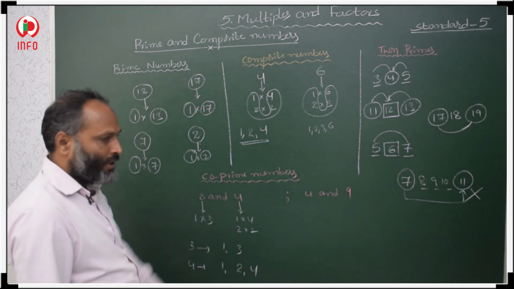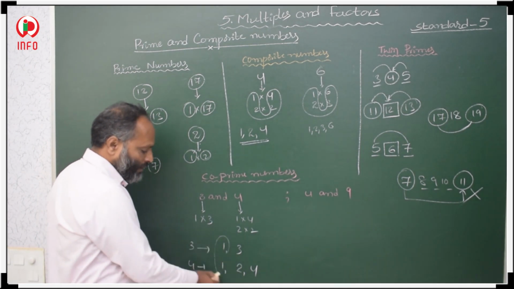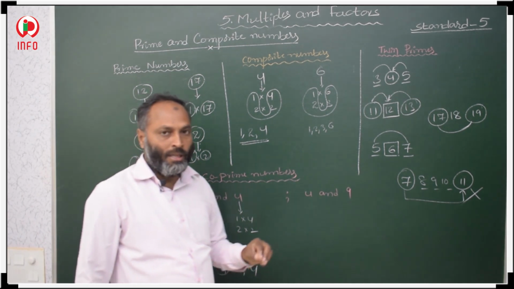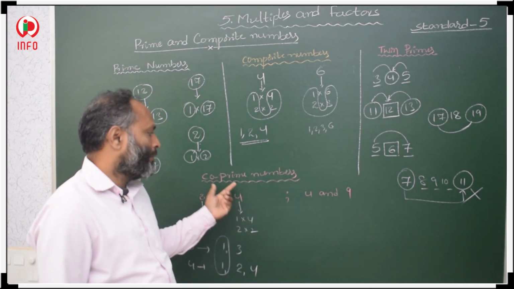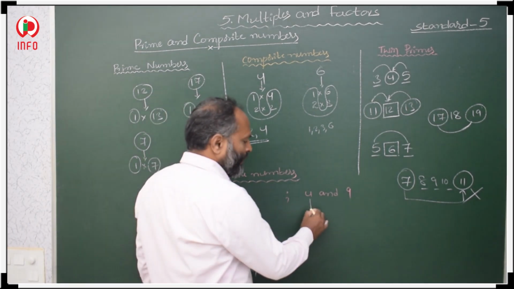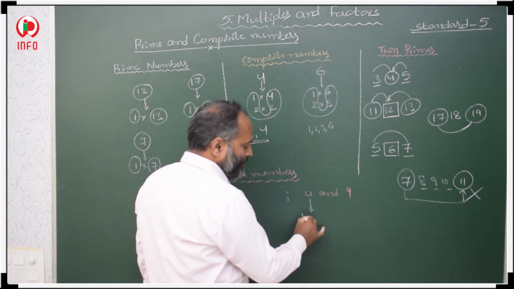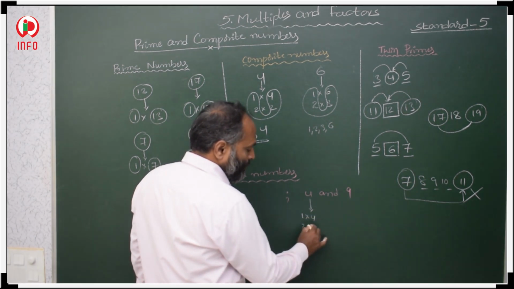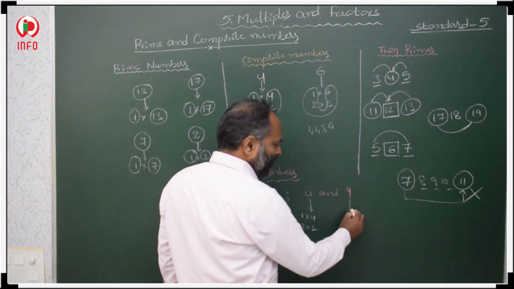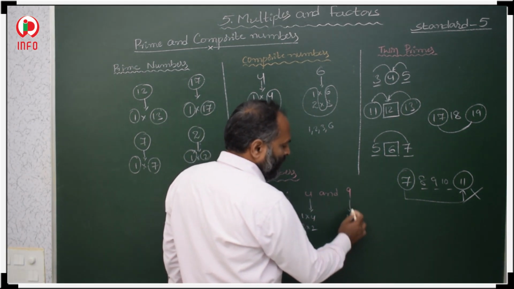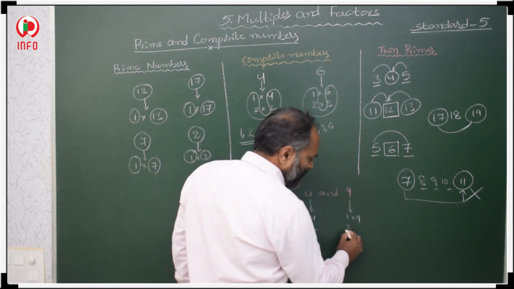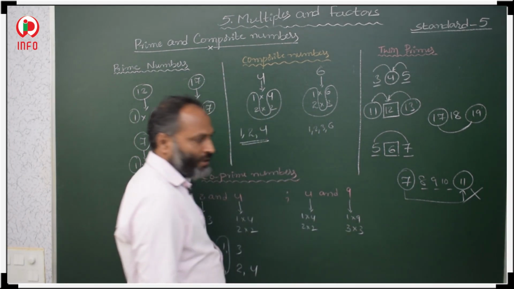What are the common factors between these two? Only 1. If only one common factor is there between two numbers, then those numbers are called co-prime numbers. In the same way, take 4 and 9 and check. For 4, the factors: 1 4s are 4, 2 2s are 4. For 9, 1 9s are 9. In the 2 table we won't get 9. In the 3 table, 3 3s are 9.